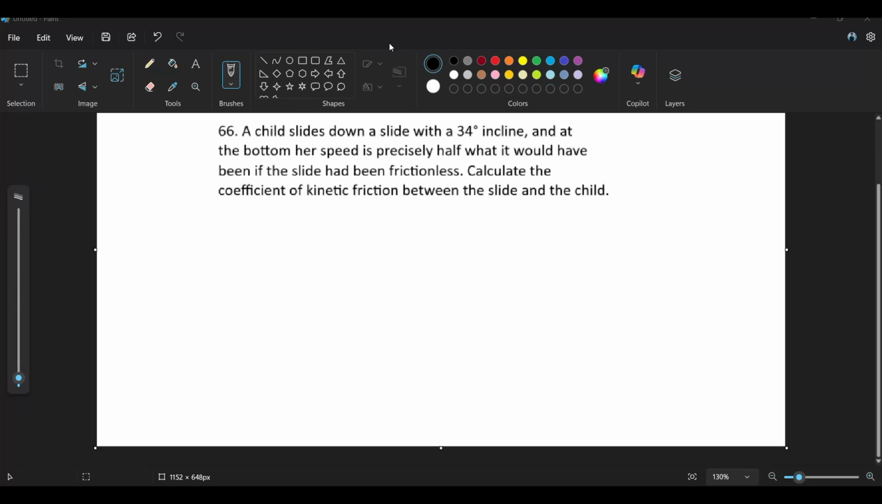A child slides down a slide with a 34-degree incline, and at the bottom, her speed is precisely half what it would have been if the slide had been frictionless. Calculate the coefficient of kinetic friction between the slide and the child. Okay, so let's first start off by drawing a diagram.